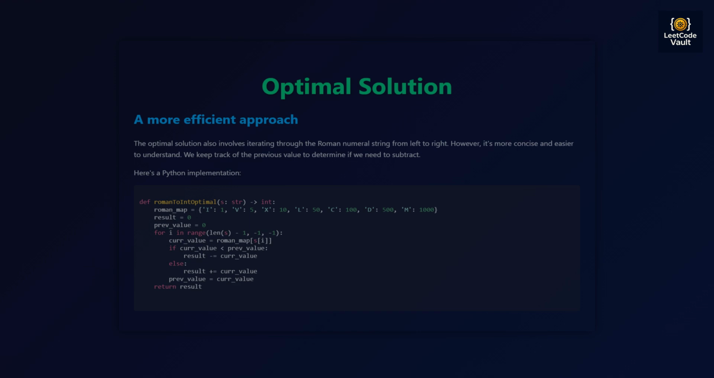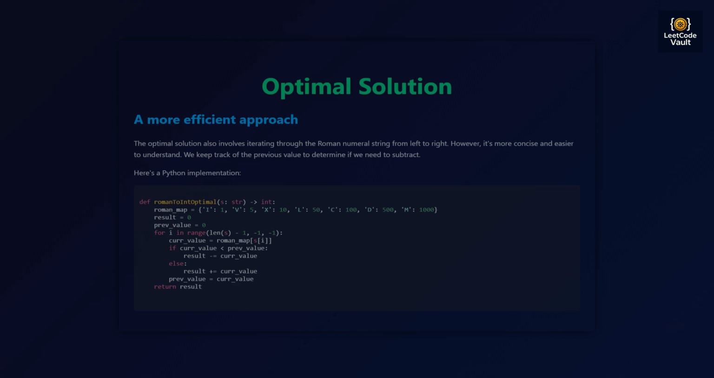Optimal solution. A more efficient approach involves iterating through the Roman numeral string from right to left. We maintain a variable to store the current total. As we move from right to left, we compare the value of the current character with the value of the next character. If the current character's value is less than the next character's value, we subtract it from the total. Otherwise, we add it. This elegantly handles the subtractive notation.